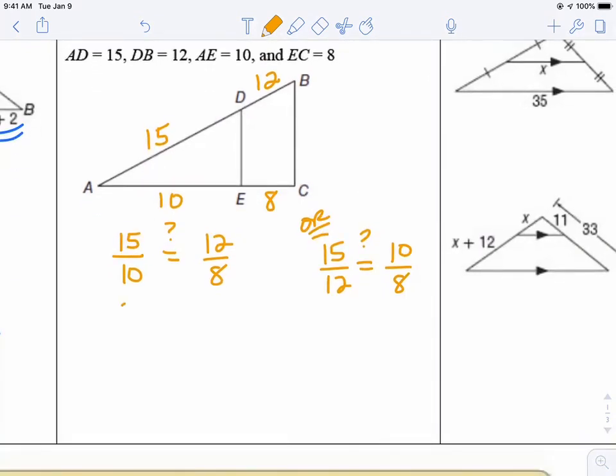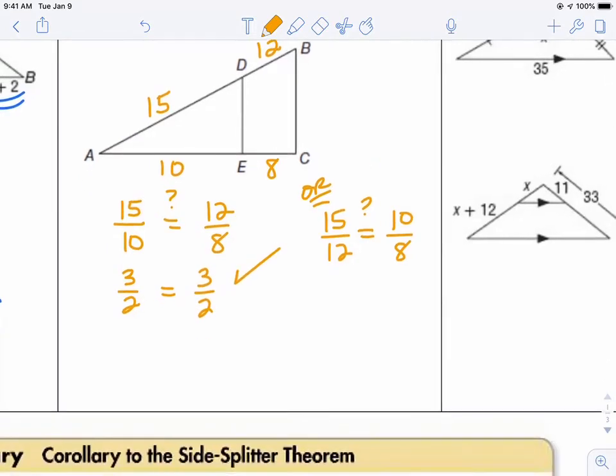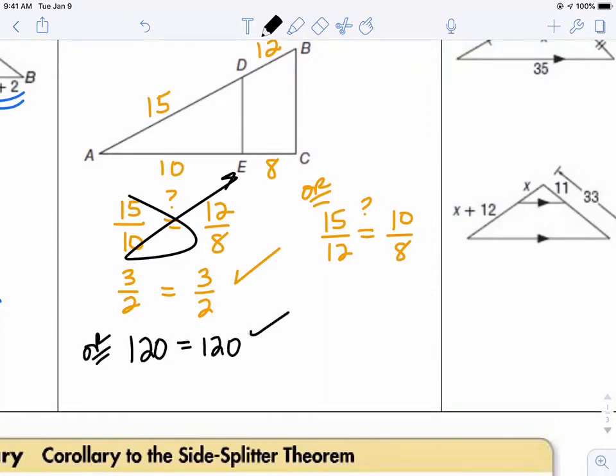So on the left side, take out a 5, that's 3 to 2. On the right side, take out a 4, that's also 3 to 2. So that works. Remember also, you can verify by cross multiplying, and that tells you that 120 equals 120, which means that they're proportional, and therefore BC is parallel to DE because the segments are proportional.